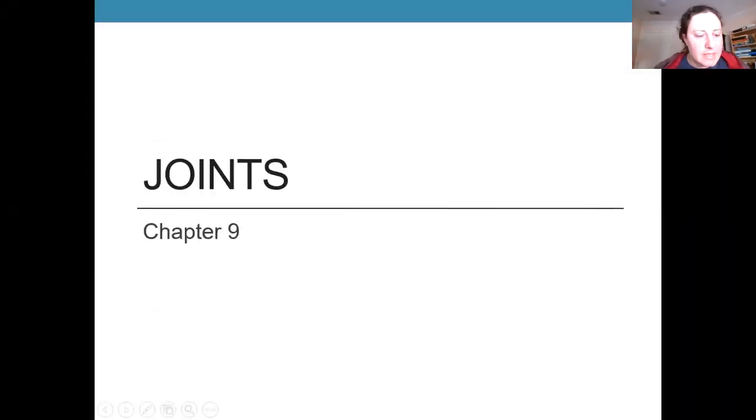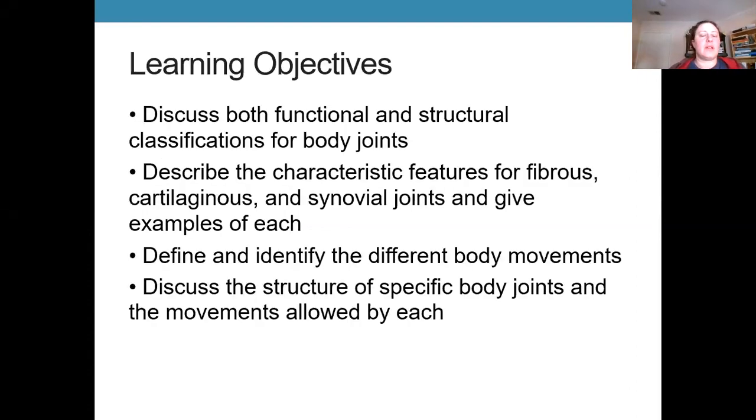Okay, so today I'm going to talk about joints. This is the other aspect of the skeletal system other than the bones themselves. So it typically gets its own chapter. In this case, it's chapter 9 in our free textbook. And we're going to go through kind of the same stuff about joints that we've gone through with other things.